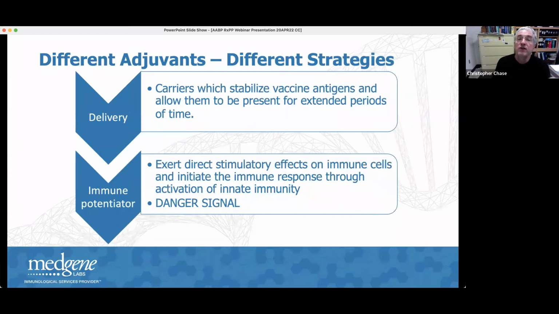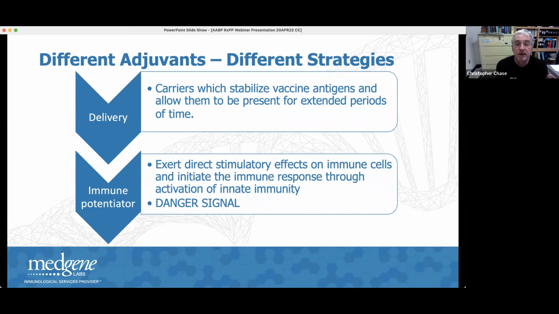Now, when we look at adjuvants, we think about there being 2 parts to it. One is the carrier, which allows the vaccine to get into dendritic cells and to be presented over time. Then there's what we call the immune potentiator, which is the second part we need. I mentioned before that we need to have antigen, but we also need a signal that tells the immune system how to kick into gear. That's really what immune potentiators do.